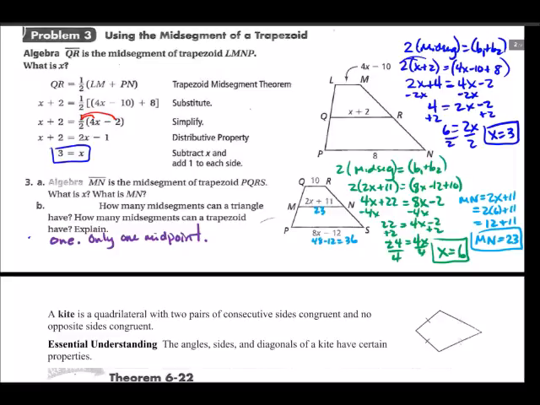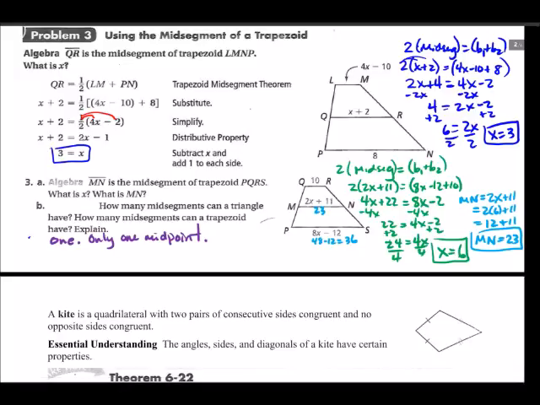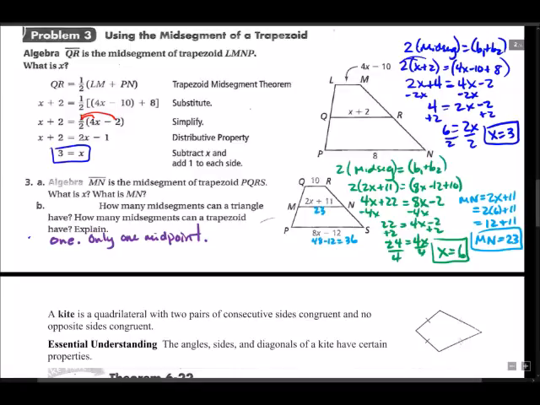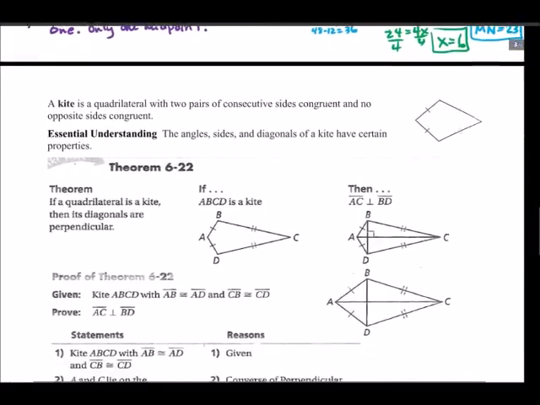And part B, how many mid-segments can a triangle have? How many mid-segments can a trapezoid have? It's 1. Only 1. There's only 1 midpoint on each of the sides. 1. It's not even a question. There's 1 midpoint of each segment. So, done and done. All right, that was trapezoids. Trapezoids are fun. Let's move on to our final quadrilateral here.